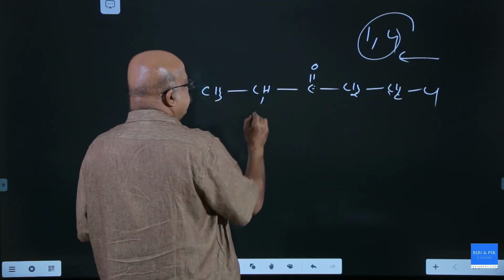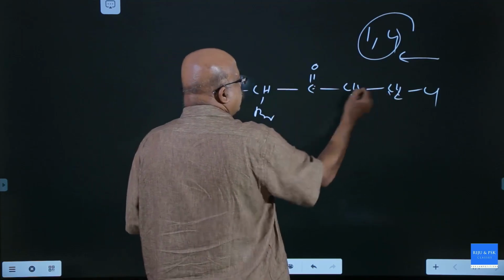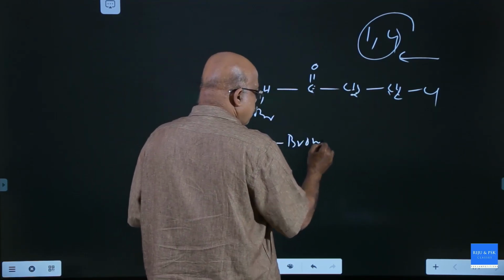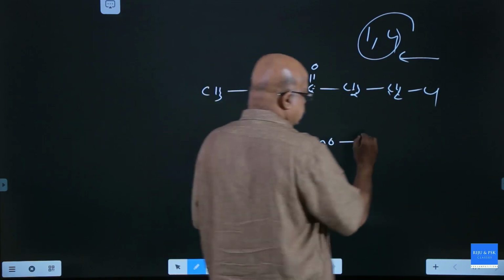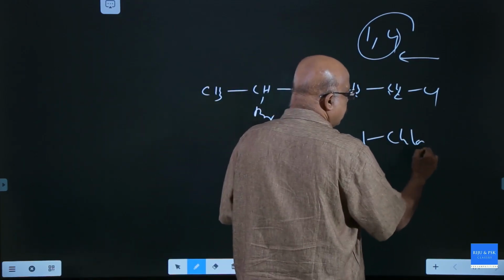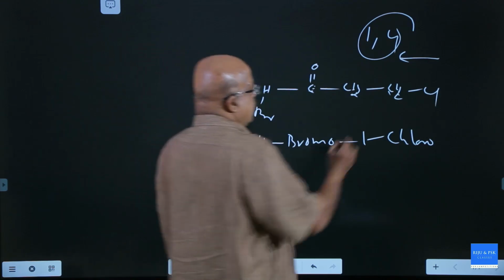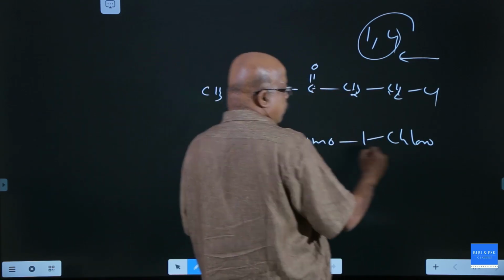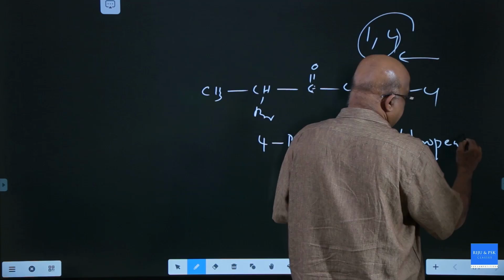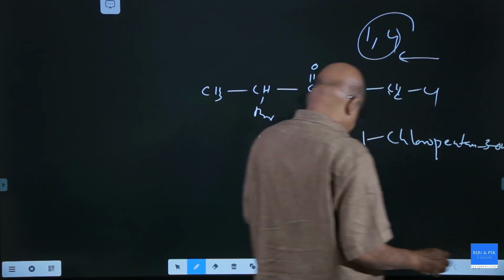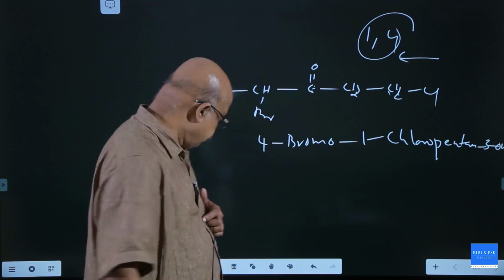So what is the name of this molecule? 4-bromo-1-chloro pentan-3-one. Clear? Okay.